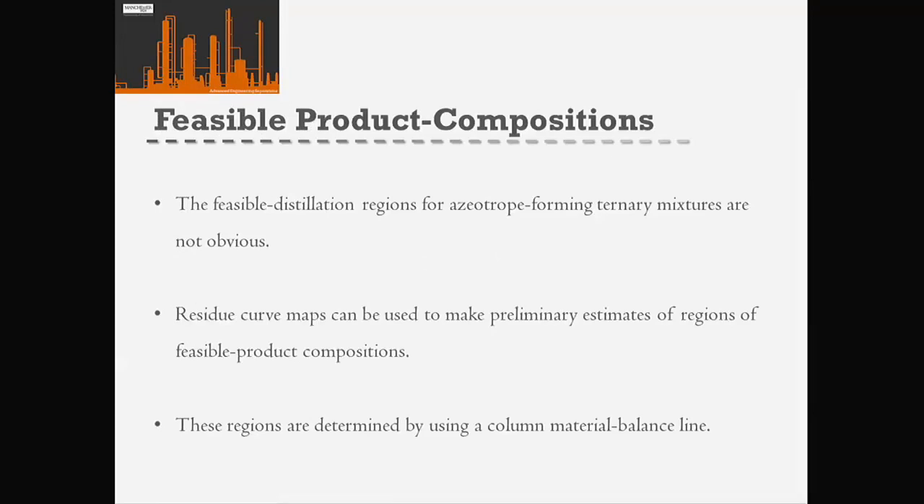So as I mentioned before when we started to talk about residue curves, the feasible distillation regions for some of these ternary mixtures are not actually that obvious. So these residue curves allow us to make an estimation of what separations, what feasible compositions we can get from our distillation column. And essentially what we do is we look at doing a mass balance line for our distillation columns. Okay?